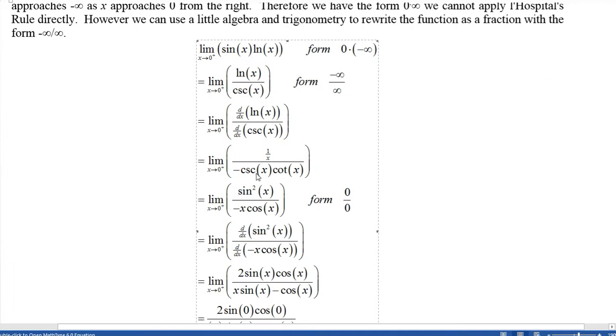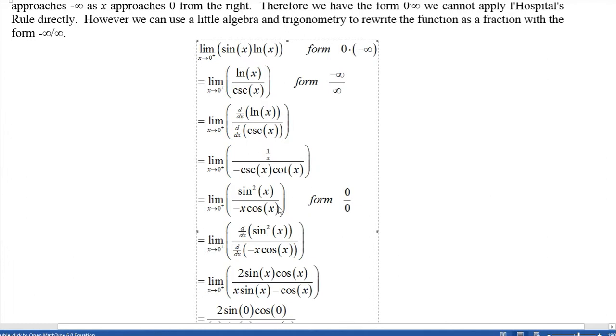Cosecant is 1 over sine, so that puts a sine of x in the numerator. We have the minus and the x in the denominator. Cotangent of x is cosine over sine, but this is a reciprocal of cotangent, so that's sine over cosine. So it gives us another sine, so we have sine squared of x in the numerator, and it leaves a cosine of x in the denominator. Now let's see what happens as we let x go to 0. Sine of 0 is 0, squared is 0, so the numerator is going to 0, and separately cosine of 0 is 1, but then we have this x going to 0 here. That gives us the form 0 over 0.